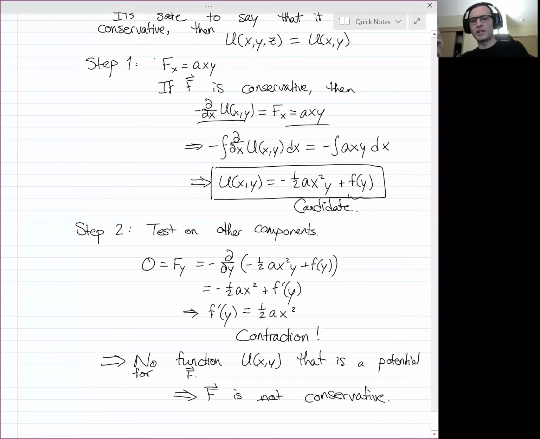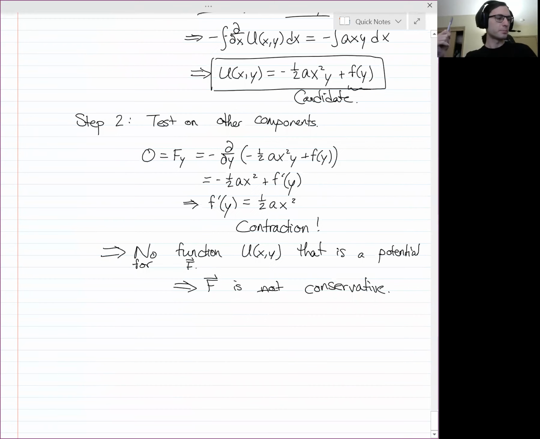I don't know what the component test is. Maybe I've heard it called by a different name. But this is one of the few ways that you can explicitly check a force field is conservative. The other way is just to take the curl. But we're not going to get into that.